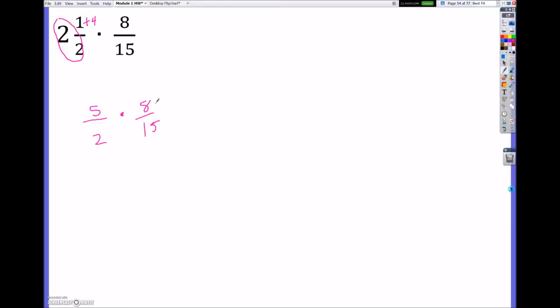Now there are two ways to solve this. You can multiply straight across and get 40 over 30. 5 times 8 is 40. 2 times 15 is 30. And then reduce that to get 4 over 3. That one was pretty straightforward.